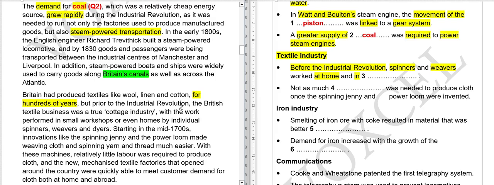But prior to the Industrial Revolution, the British textile business was a true cottage industry, with the work performed in small workshops or even homes by individual spinners, weavers, and dyers. So we can easily understand from spinners, weavers, these are our words that we were looking for, and obviously this will be our location. And you know the rule, you will have 5 seconds or so to find the answer, and your time starts now.